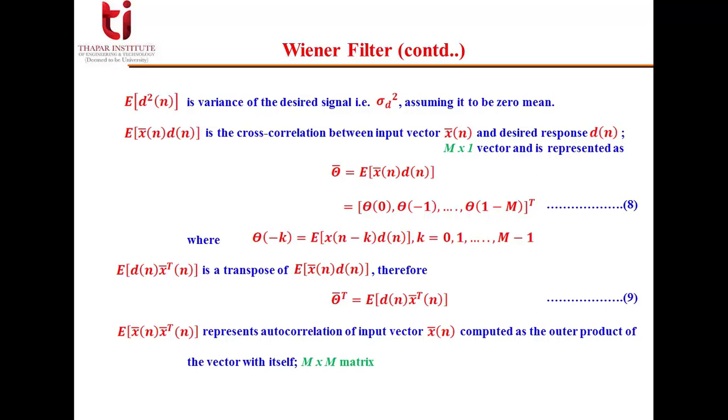Now the last term. If you see the previous equation of the mean square error, it is expectation of x n x transpose n, which represents the autocorrelation, because both are the input. So it is the autocorrelation of the input vector x n, computed as the outer product of the vector with itself. It will be an M cross M matrix, and we represent this M cross M matrix with phi, that is equation number 10.